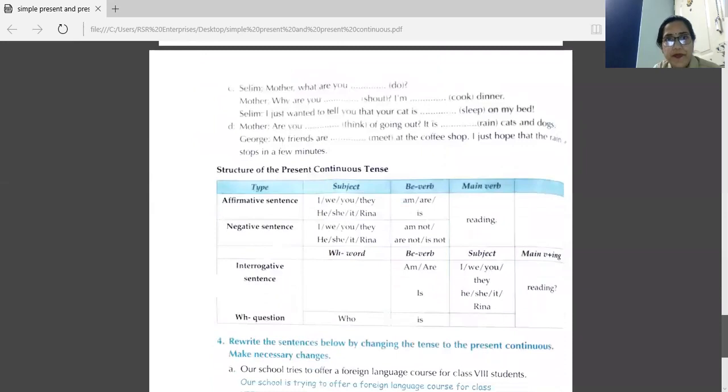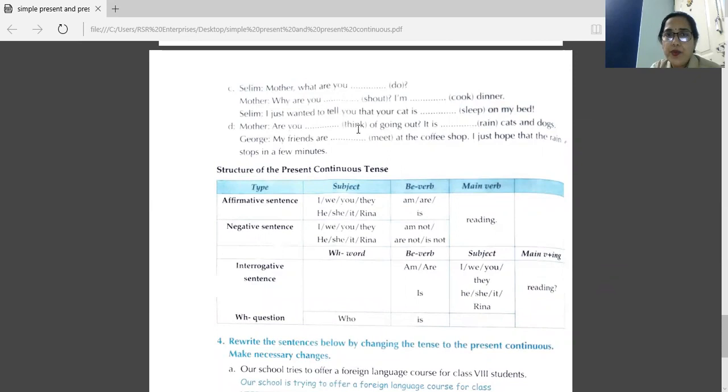Next one. Mother, what are you doing? Why are you shouting? Now the word is shout, so shouting. I am, present continuous of this, cooking dinner. I just wanted to tell you that your cat is sleeping on my bed.